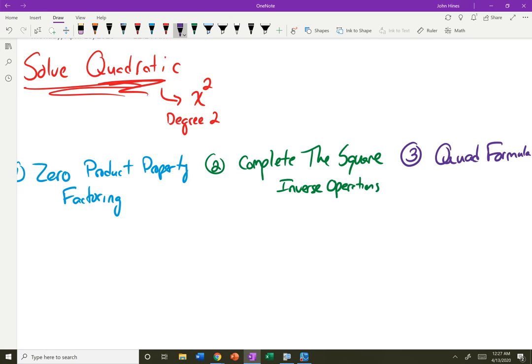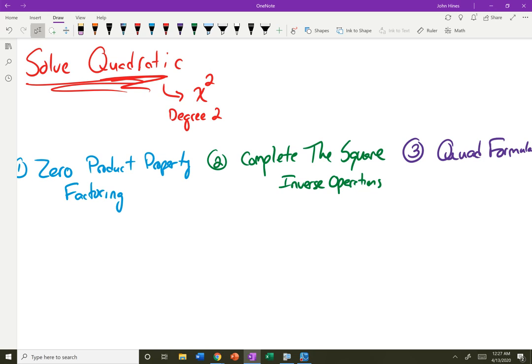So we can solve a quadratic equation any of these ways. We can factor, use inverse operations, or use the quadratic formula. The zero product property only works if you have rational answers. It doesn't always work. It only works if you have nice fractional numbers as your answer: -4, 5, 1/2, 2/3, any nice fraction.